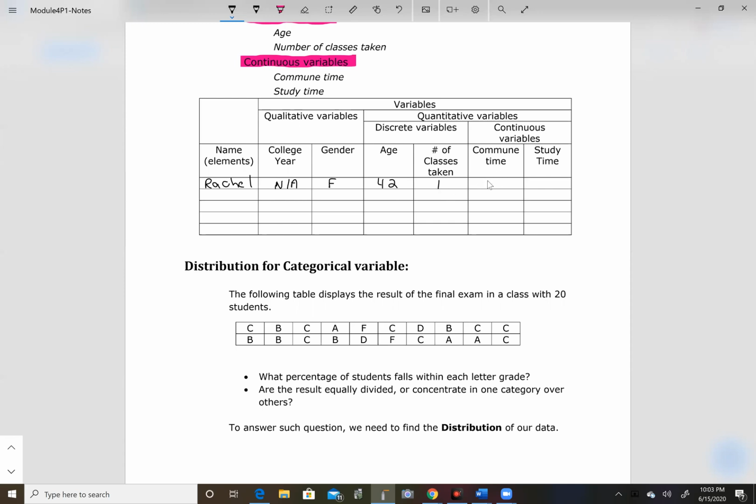And my commute time to work is 0 minutes. This is going to be everybody's commute time. And study time will be, let's just say how long it takes to make these videos. Let's just say 1 hour, 60 minutes. Okay, so we would each fill this out in a group, and you would have a collection of data right there.